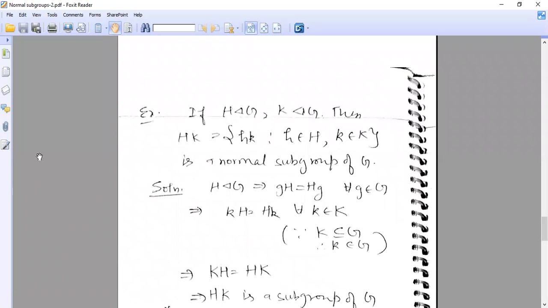Now here is another example. Here you have two subgroups H and K. Both are normal subgroups of G.